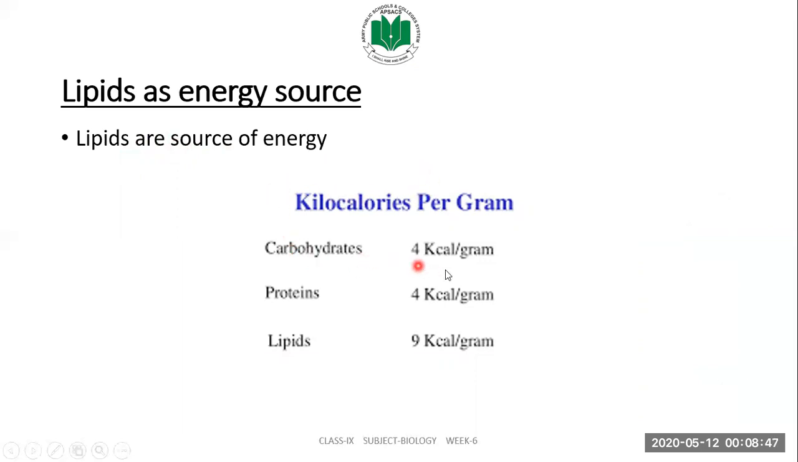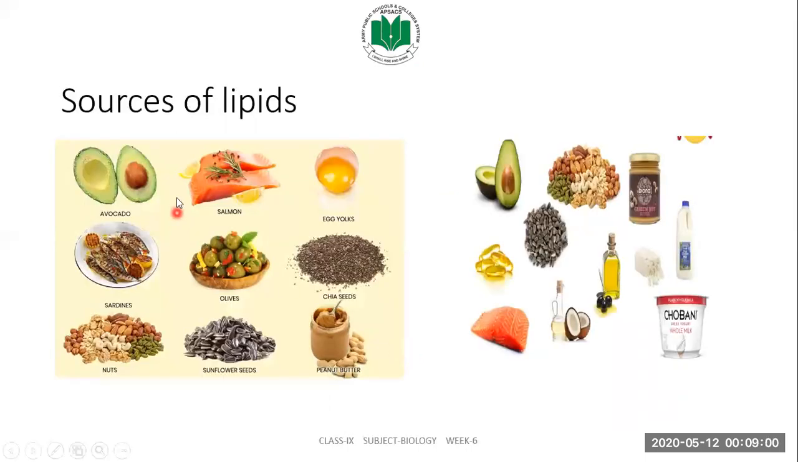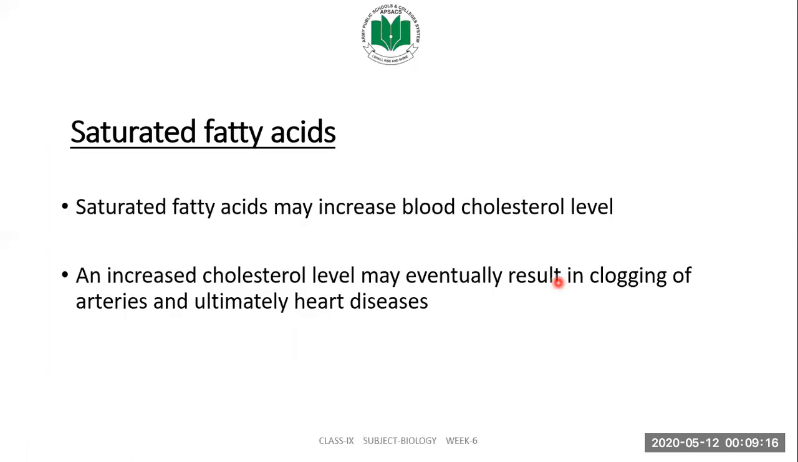Carbohydrates, as we already said, give us 4 kilocalories of energy per gram, and lipids give us 9 kilocalories per gram. It means that lipids give us more energy. Sources of lipids include avocado, salmon, which is a fish, egg yolk, olives, chia seeds, nuts, sunflower seeds, and peanut butter. These are some sources from which we can get our fatty acids or lipids.